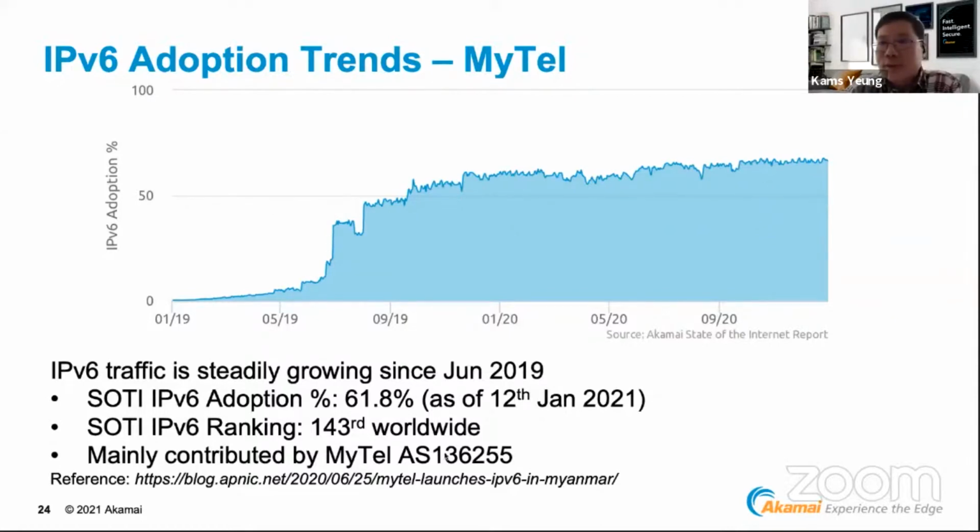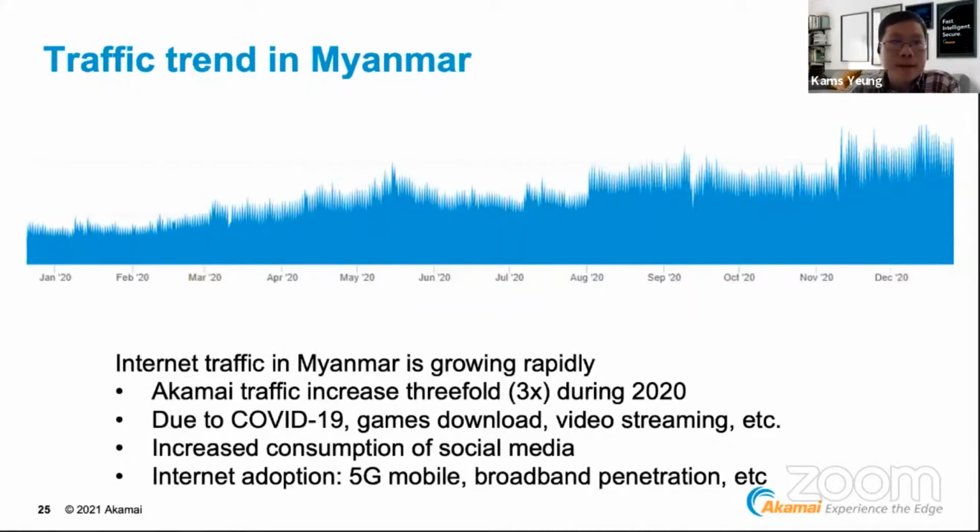If you are interested, APNIC actually published a blog about how Mytel launched IPv6 in Myanmar. You can take it as a reference. I think this is a very good example of deploying V6 in Myanmar. I put the URL here, so you can take a look. And I think this is the last slide.